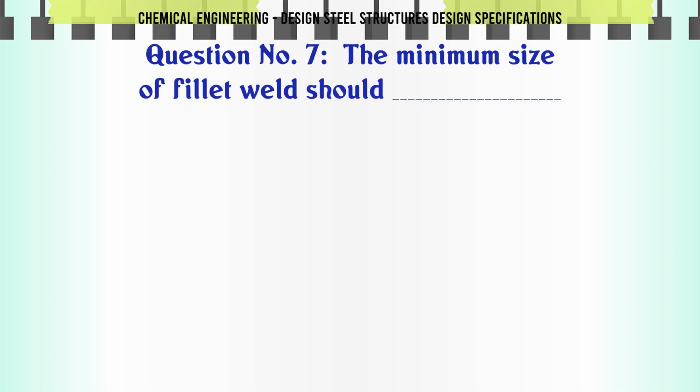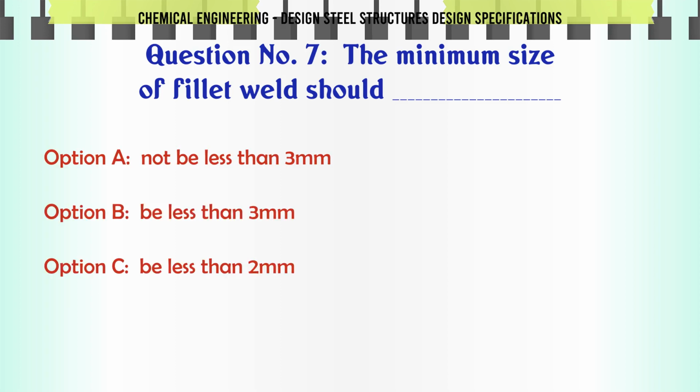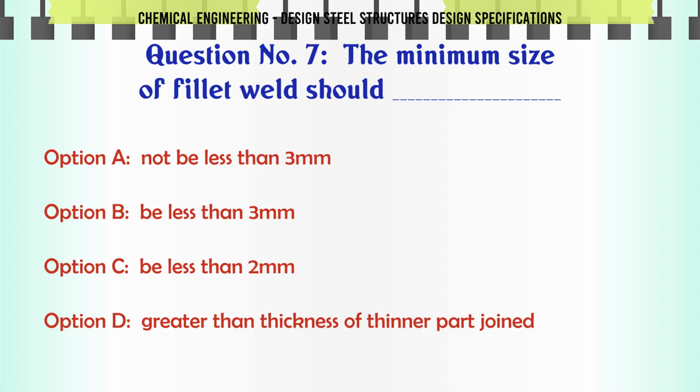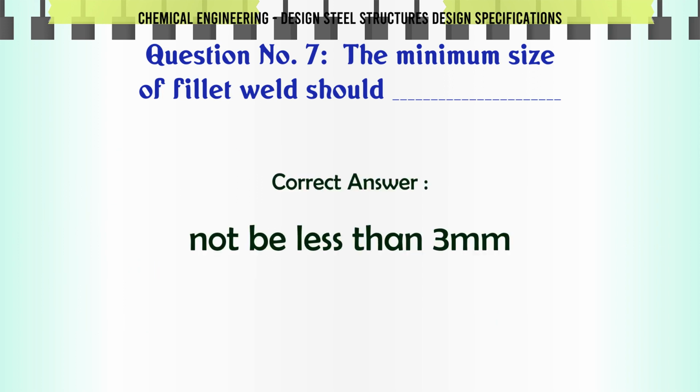The minimum size of fillet weld should A. Not be less than 3 mm. B. Be less than 3 mm. C. Be less than 2 mm. D. Greater than thickness of thinner part joined. The correct answer is not be less than 3 mm.